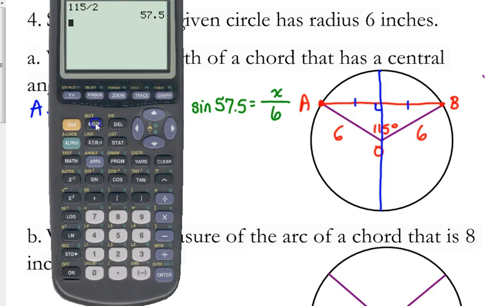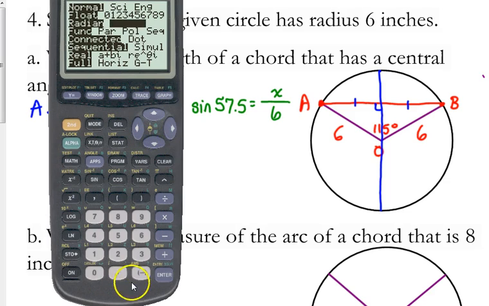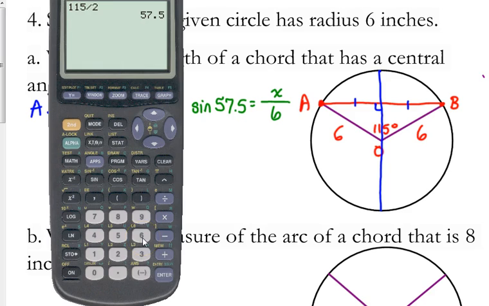Remember, make sure that your calculator is in degree mode. Mine resets every time. Yours shouldn't reset every time unless someone has reset it. This is the easy one. You just multiply by 6. 6 sine of 57.5.